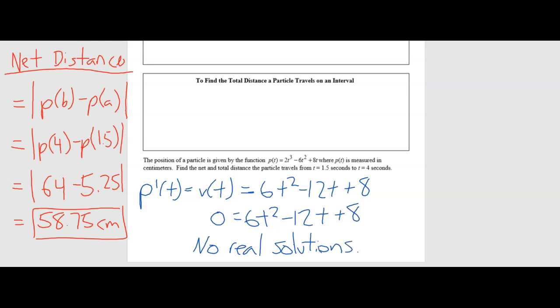Which means the velocity of the particle never changes sign. It doesn't matter to us whether the particle is always moving backwards or whether it's always moving forwards. I mean, we can tell that it's always moving forwards because P of A was less than P of B, but it actually doesn't matter because all we're concerned about is the particle's velocity, is it the same sign over the entire interval? And if there's no spot where it's undefined or where the velocity is equal to zero, then we know it has to be the same sign over the entire interval.